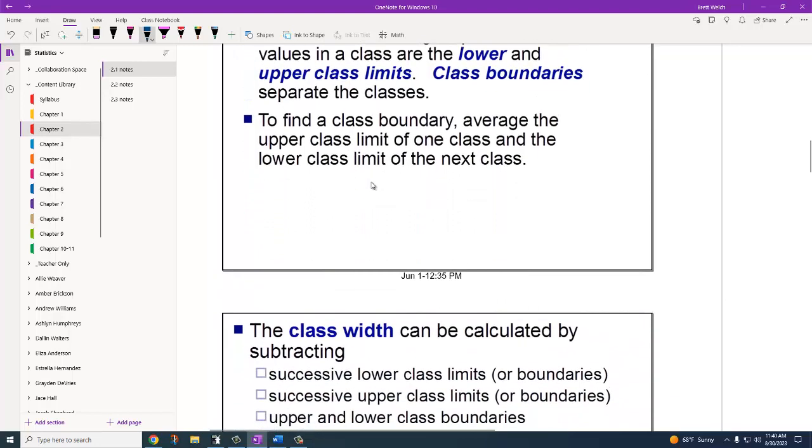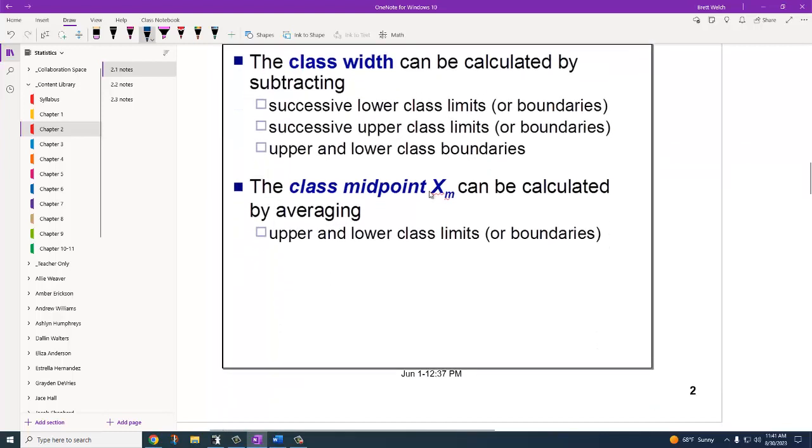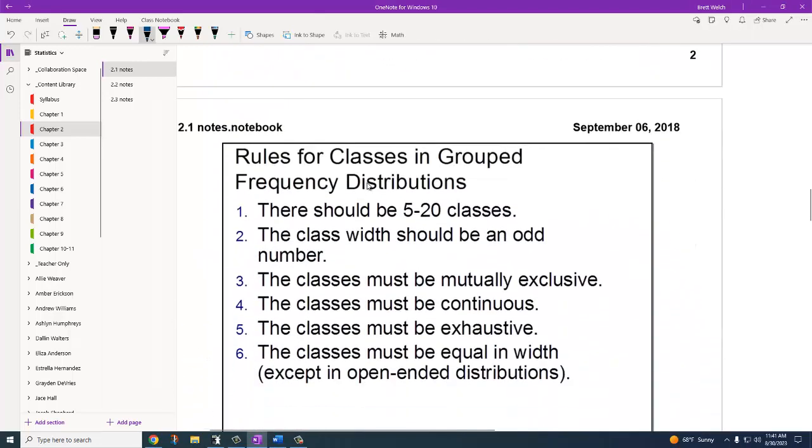And we're going to talk about how to build these as we go, or a little bit later. We have this information about what we call the class width. The class width can be found by looking at the successive lower class limits. When we look at these lower classes, I'll try to explain that width issue to you, and the midpoint is the center of the class.